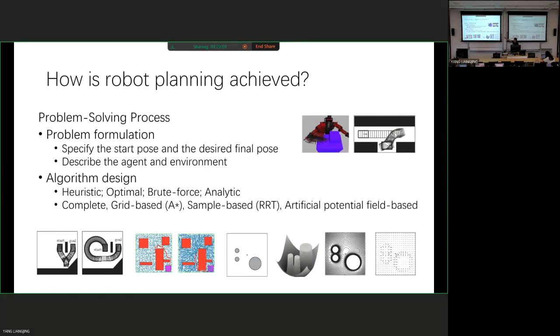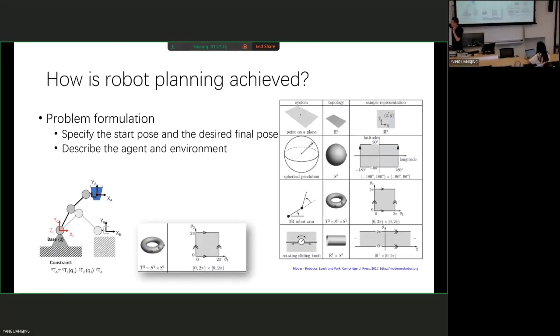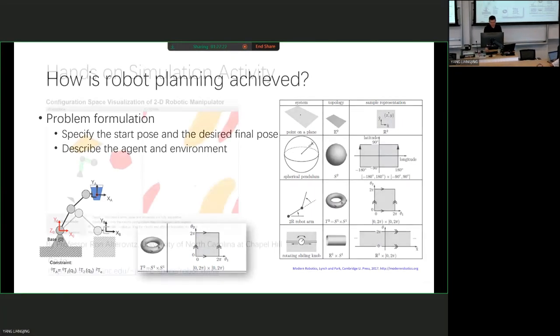So there are basically 2 steps. You need to formulate a problem, right? And the second step is to design the algorithm, right? Telling the robot to take what kind of step. And mathematically, there's a way of describing this problem in different spaces, okay? Either in your task space, workspace, or your configuration space, okay?